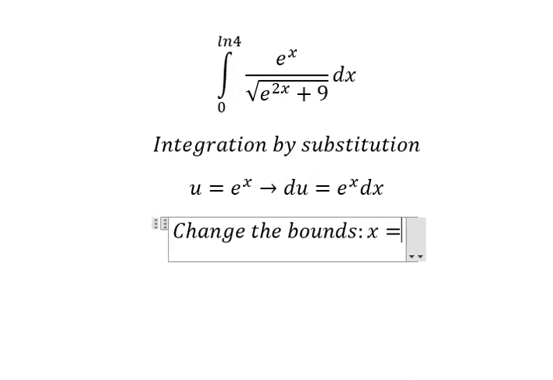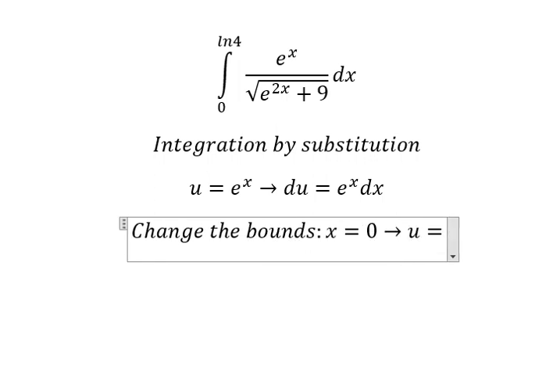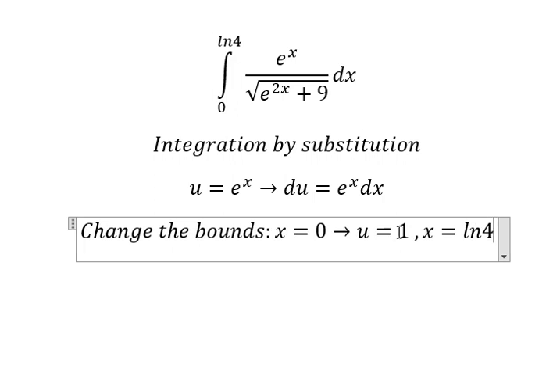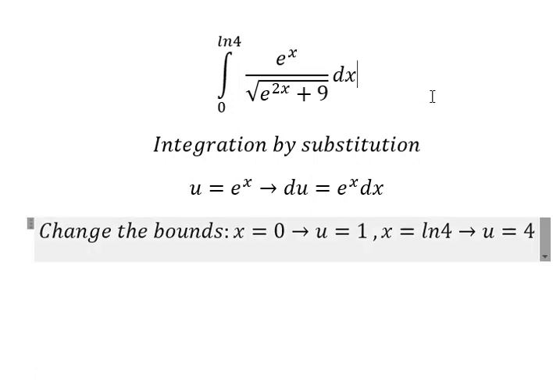So when s equals 0, we put 0 here, and we have u equals 1. When s equals ln 4, we put ln 4 here, and we have u equals 4.